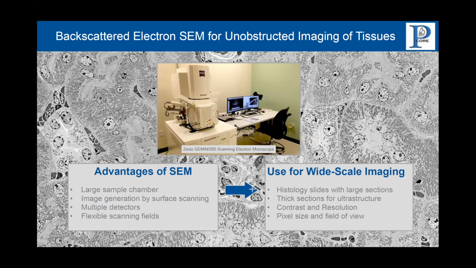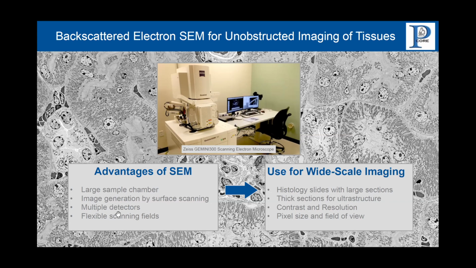And here are the particular advantages. A scanning EM, in contrast to a transmission EM, has a very large sample chamber. And this allows us to put whole histology glass slides with sections into the SEM chamber. Furthermore, the image is generated by surface scanning, and this makes the workflow very much easier because for many questions where we don't need 3D, where we don't need ribbons for 3D imaging, but we just need very large sections, we can simply create semi-thin or thick sections at a very large size, and we can still get ultrastructural imaging with these.